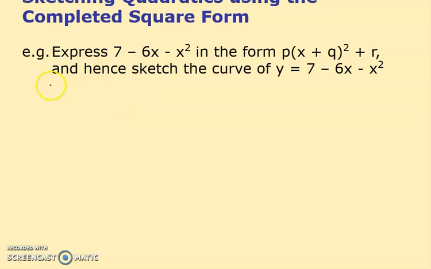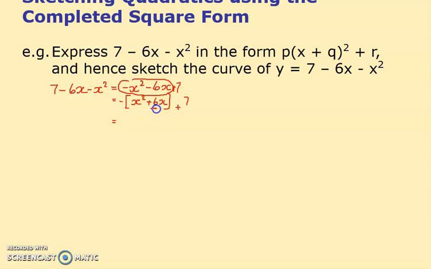So this is not very nice. It starts with a 7, it's in the wrong order. So my very first thing I'm going to do is put it in the right order. X squared first, then the 6x, then a plus 7 at the end. Okay, now I don't like the minuses, so I take that out. I did this last time. X squared plus the 6x. And you should recall that we only ever do that trick for the first two items. Plus 7 stays outside the bracket.